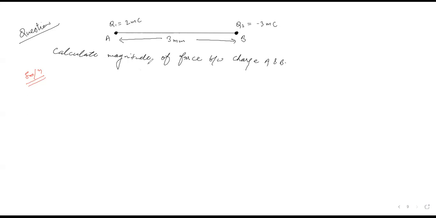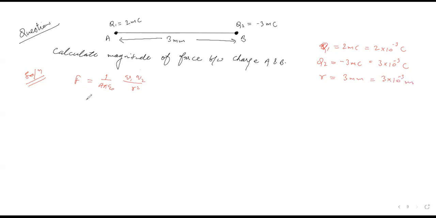Now I am going to solve this question. What will be the force acting between these two charged bodies? F will be equal to 1 over 4 pi epsilon naught Q1 Q2 over R square. What is your Q1? 2 millicoulomb, which is equal to 2 into 10 raised to the power minus 3 coulomb, right? And what is your Q2? Q2 is minus 3 millicoulomb, equal to 3 into 10 raised to the power minus 3 coulomb. R is the separation between these two charged particles, which is 3 mm, or 3 into 10 raised to the power minus 3 meter.